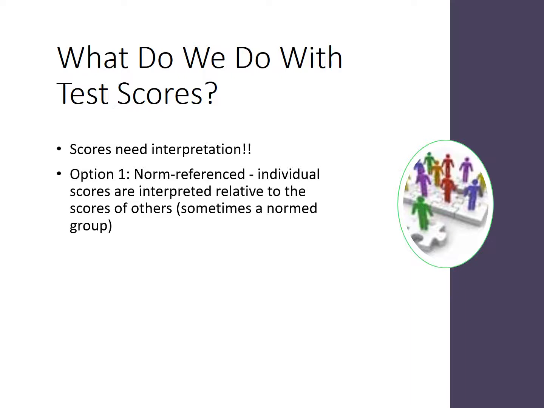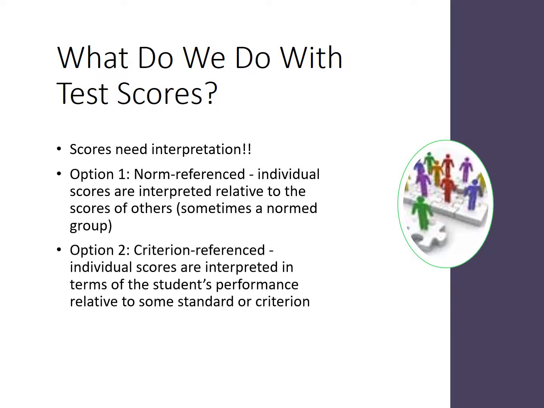We often see norm referenced scales when we're looking at things like IQ or even achievement across maybe a state or an entire country or a representative sample. We could also norm reference our group. So if I had in my study a group of people who took this test, I could see how far away they were, and that score might be based upon how far away they were from that norm, or the average score.